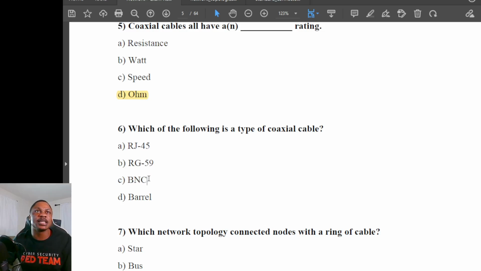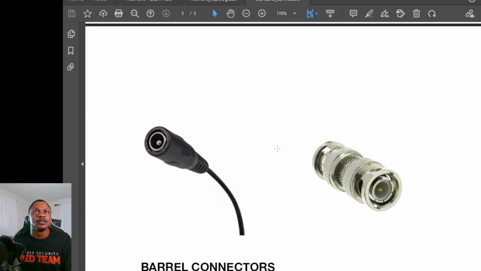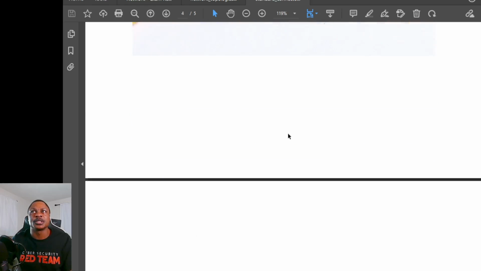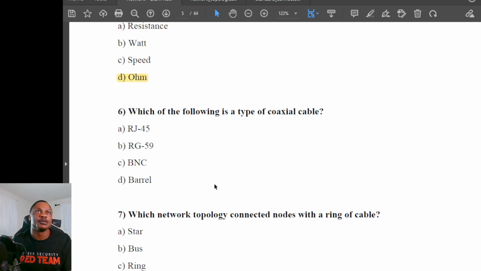The bayonet Neill-Concelman, remember when I mentioned that? And the barrel is also a type of connector. Let's just go back to make sure that it's understood. Right here, the barrel connectors, which are coaxial cable connectors. So they're not fiber optic cables. Now that leaves the right answer, which will be RG59. We have 3 types of coaxial cables: RG59, RG58, and RG6.